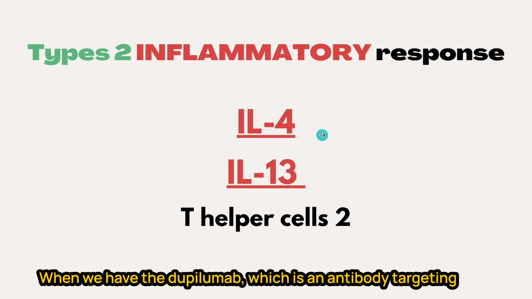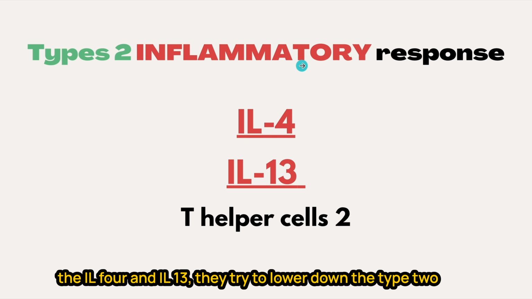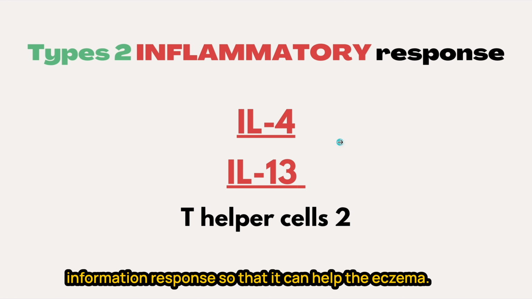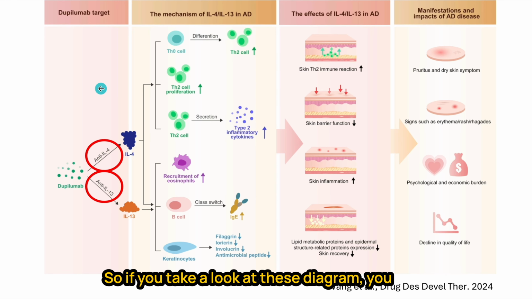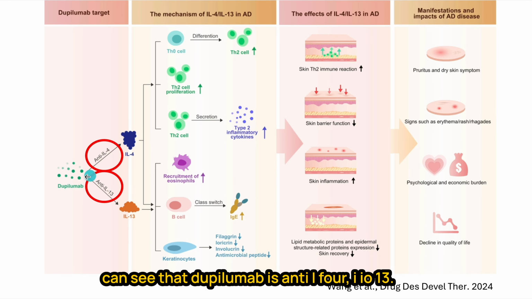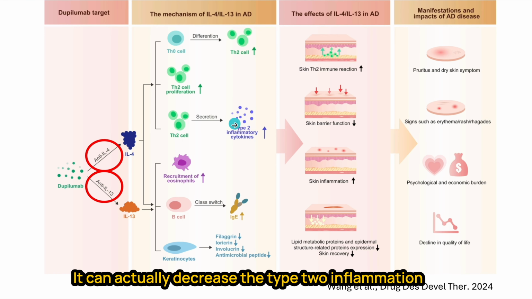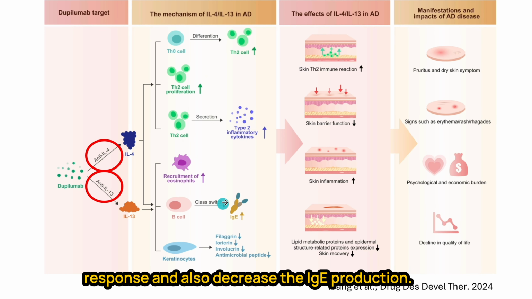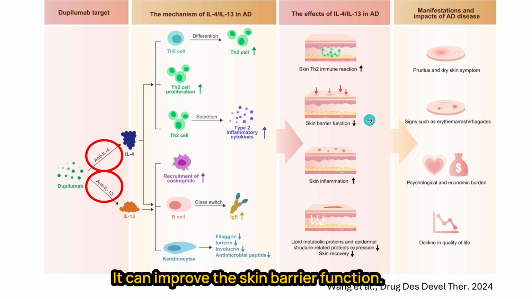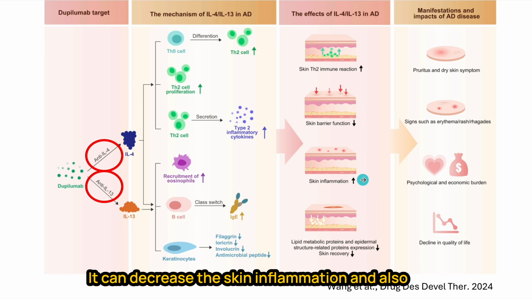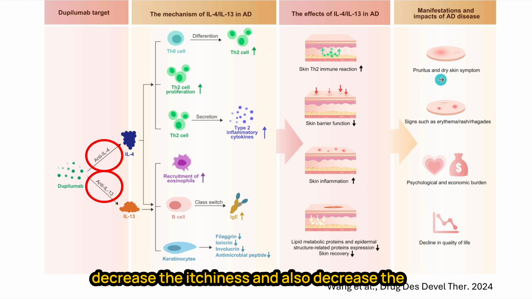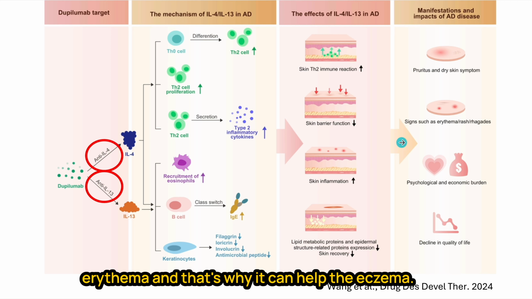Okay, Dupilumab is an antibody targeting IL-4 and IL-13, and it tries to lower the type 2 inflammatory response so that it can help the eczema. If you take a look at this diagram, you can see that Dupilumab is anti-IL-4 and IL-13. It can decrease the type 2 inflammatory response and also decrease the IgE production. It can improve the skin barrier function. It can decrease the skin inflammation, and also decrease the itchiness and the erythema. And that's why it can help the eczema.